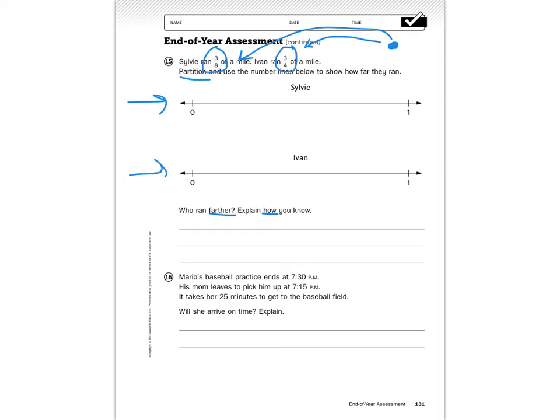All right, number 16, and I gave you a little number line down below if you want to use that to show timing. Mario's baseball practice ends at 7:30 p.m. His mom leaves to pick him up at 7:15 p.m. It takes her 25 minutes to get to the baseball field. Will she arrive on time? Explain. So you're going to go ahead and do that, and you can use the number line if you would like to.